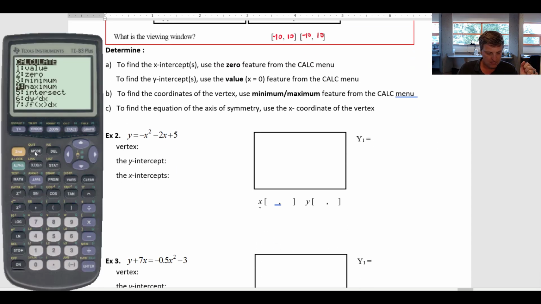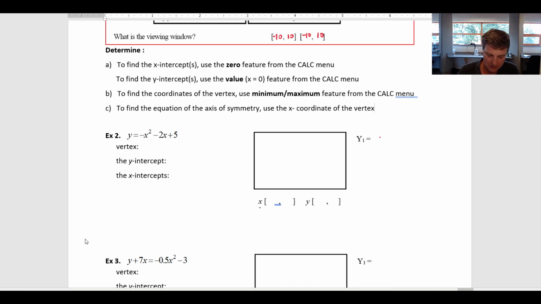So in my graph, I'm going to go back to this Y menu. I'm just going to clear this out, and I'm going to graph this here. So negative x squared minus 2x plus 5. Okay, and I'm going to state the function that I graphed. So I put negative x squared minus 2x plus 5. That way anyone who looks at this knows what function they're even looking at.